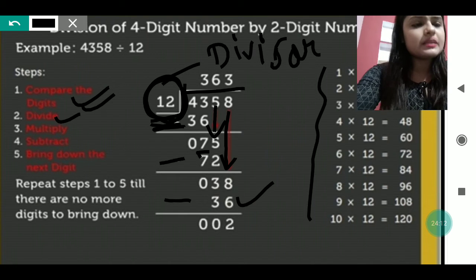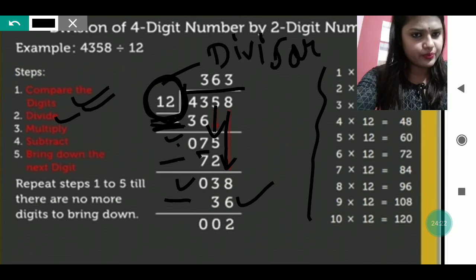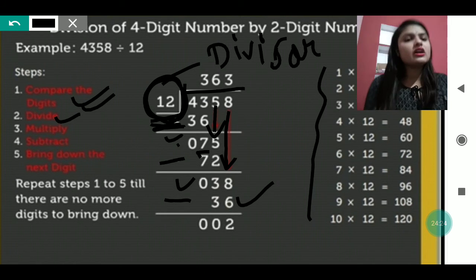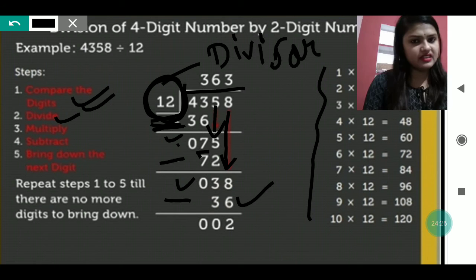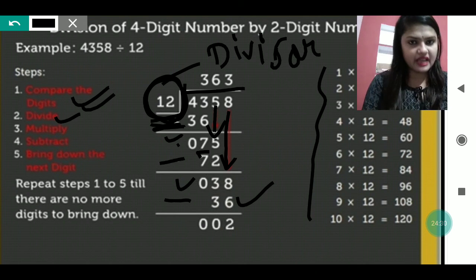Now 38 minus 36. So 8 minus 6 will be 2. 3 minus 3 will be 0, and here 0 is already written, because that 0 we have carried down. So like this only we do the division, my dear. See what is written in the steps, according to that only I have done.